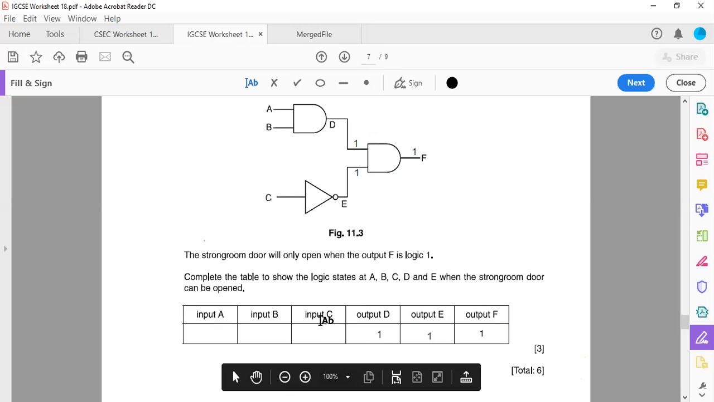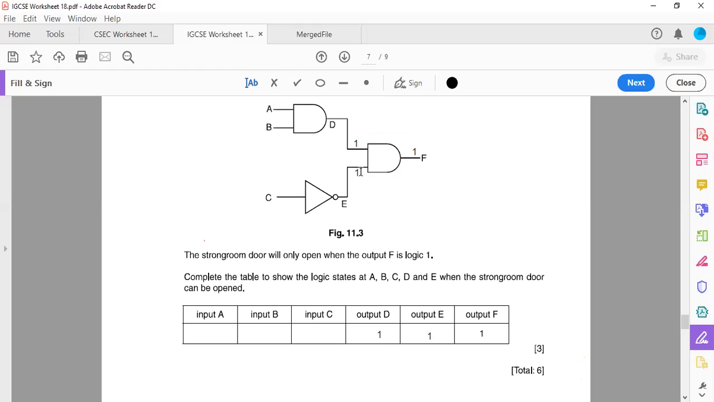Right? So if E has to be 1, what must be at the input of a NOT gate for the output to be 1? Anybody can tell me? What would be C value if I want E to be 1? Anybody can say? Or type? Just type the answer.